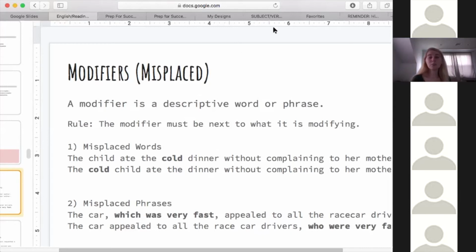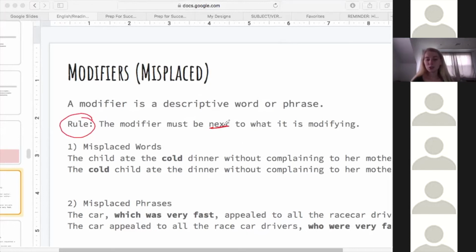So as we mentioned before, a modifier is basically just a descriptive word or phrase. It's going to describe something in the sentence. Now, the big rule is that the modifier must be next to whatever it's modifying. So for example, let's take a look at this misplaced word. We said the child ate the cold dinner without complaining to her mother. So notice cold, that's my modifier. It's directly next to the dinner. That means that the dinner is cold.